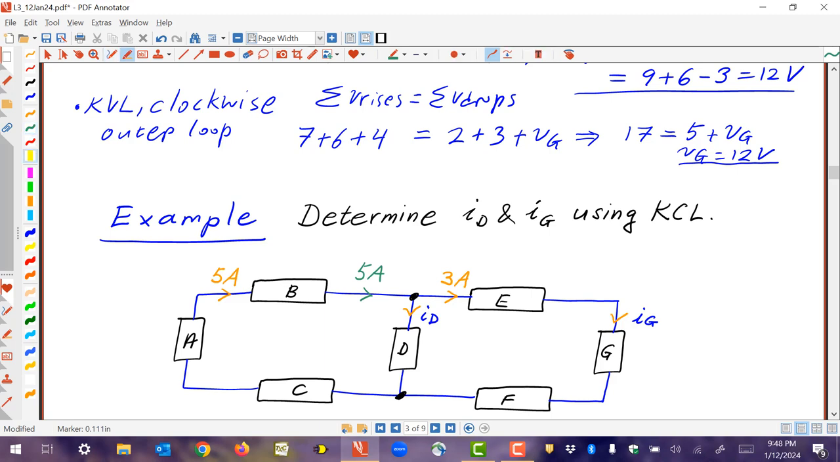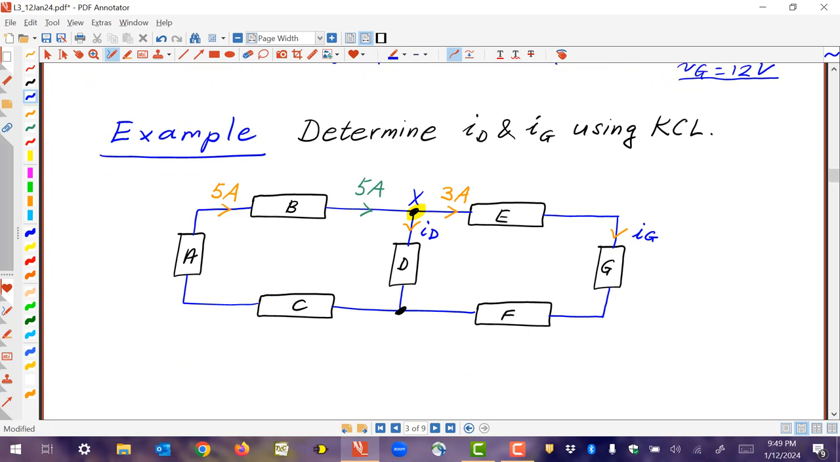Now, we have this node. Let's call it node X, for example. At node X, we have 5 coming in, 3 going out, and ID going out. You can just see that ID has to be 2, because if 5 is coming in, a total of 5 must go out. If one of the wires going out is carrying 3 amps, the other one must carry 2. You can just visually see it, but I can write the equation too. The equation would be this.